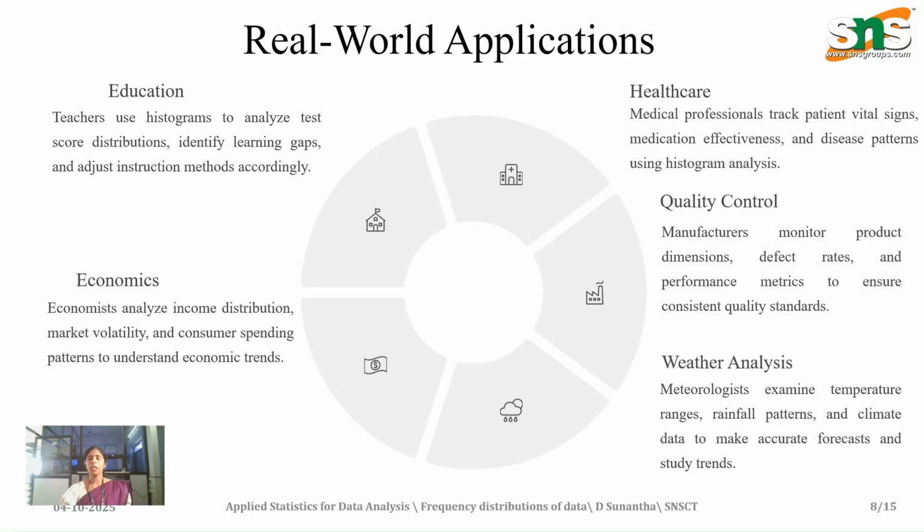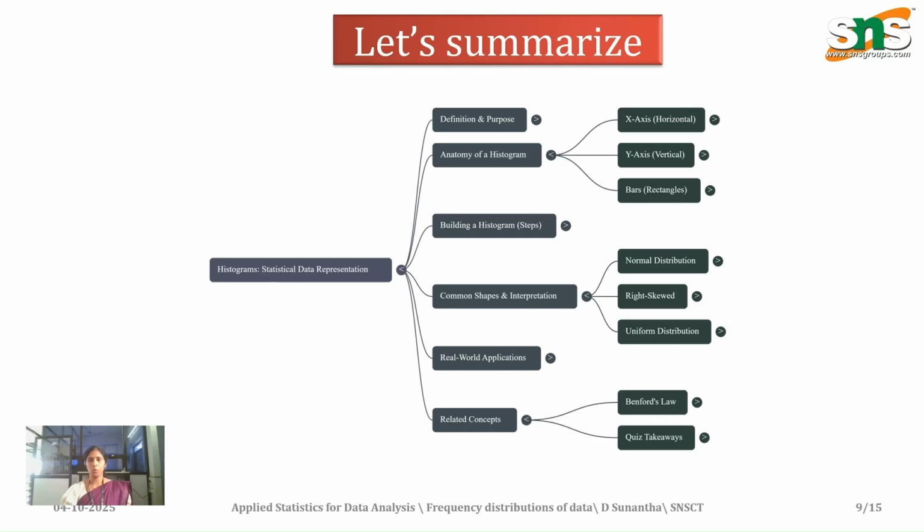Next, in healthcare, medical professionals track patients' vitals, medication effectiveness, and disease patterns using these histograms. Next, quality control. In manufacturing, to find the quality of the product, defect rates, and production rates, we can use these histograms. Next, in weather analysis, meteorologists examine temperature ranges, rainfall patterns, and climate data to make accurate forecasts using these histograms.